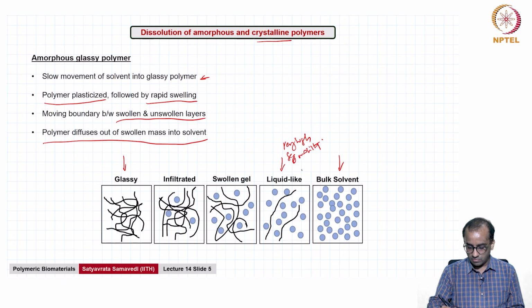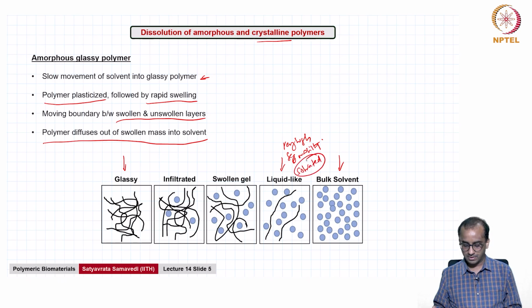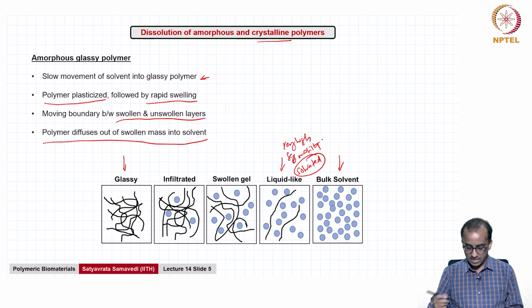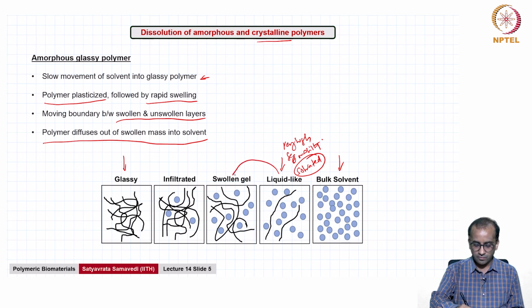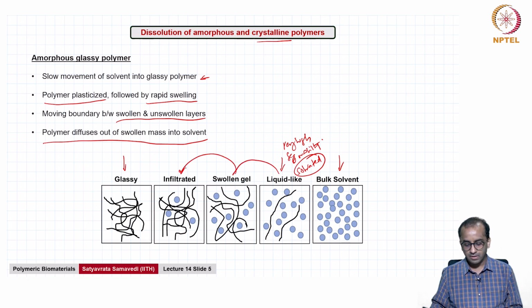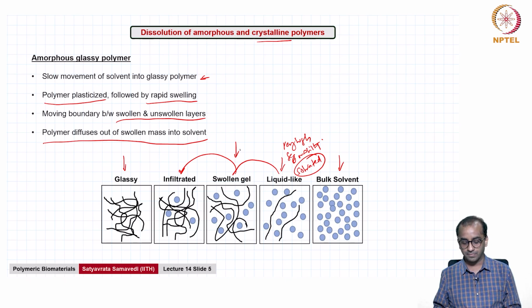These are what you would call fully solvated. And then as you go here and here, in this region you have what you would call a swollen gel, where there could still be entanglements, but the solvent has penetrated enough such that the spaces between the chains have opened up, the secondary bonds have been broken, and what you have is a swollen gel-like structure.